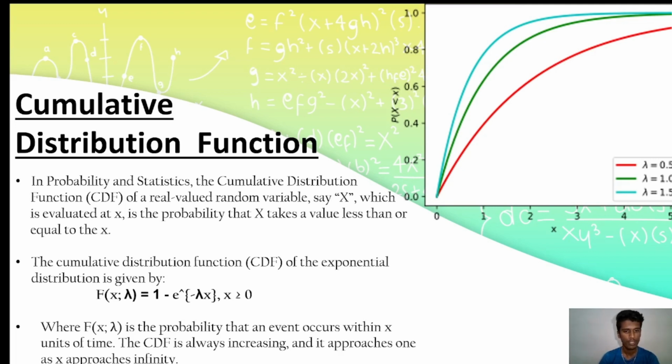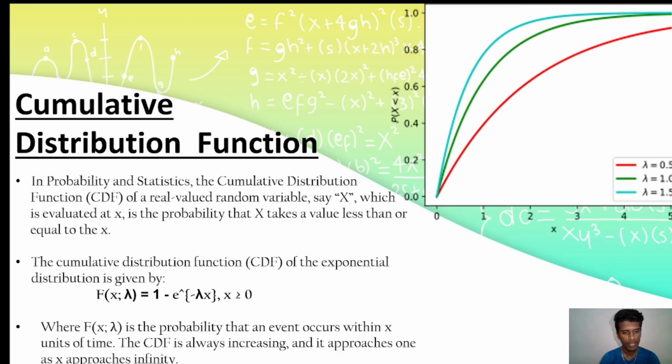The cumulative distribution function of the exponential distribution is given by F(x; lambda) equal to 1 minus e power minus lambda x, where x is greater than or equal to 0. This is the equation for the cumulative distribution function, where F(x; lambda) is the probability that an event occurs within x units of time.